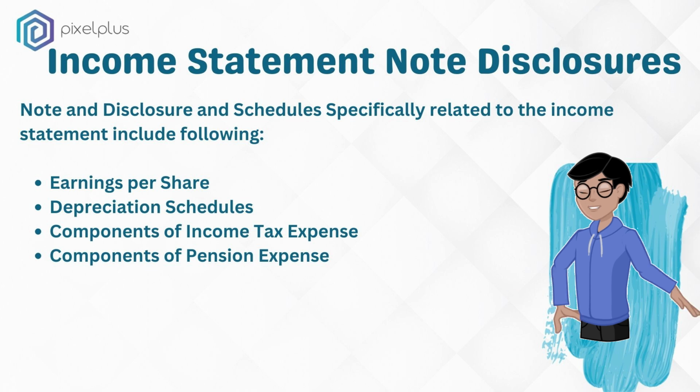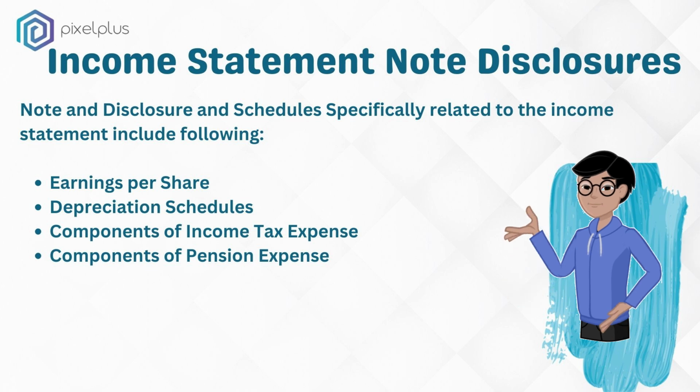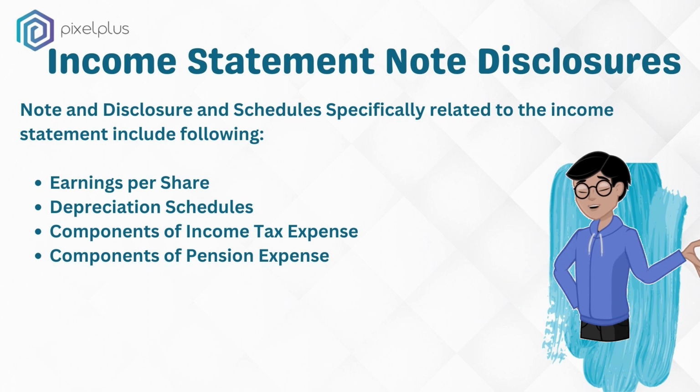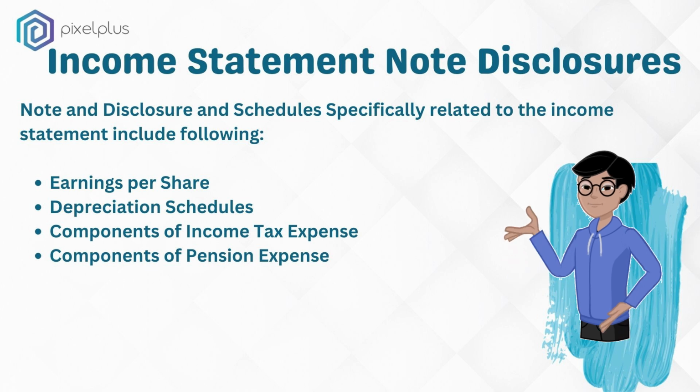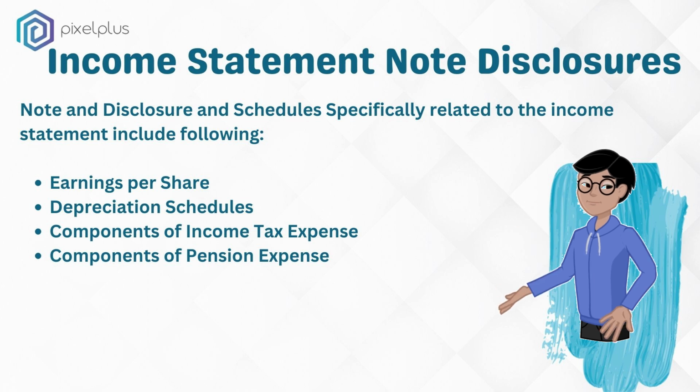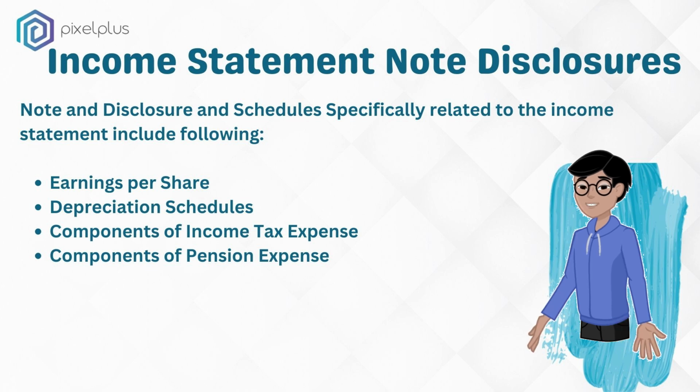Earnings per share, or EPS, is a critical financial metric disclosed in the notes of the income statement, indicating the portion of a company's profit allocated to each outstanding share of common stock. EPS is calculated by dividing the net income available to common stockholders by the weighted average number of common shares outstanding during the period.